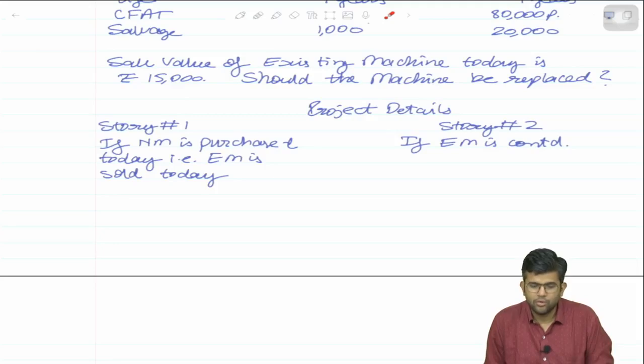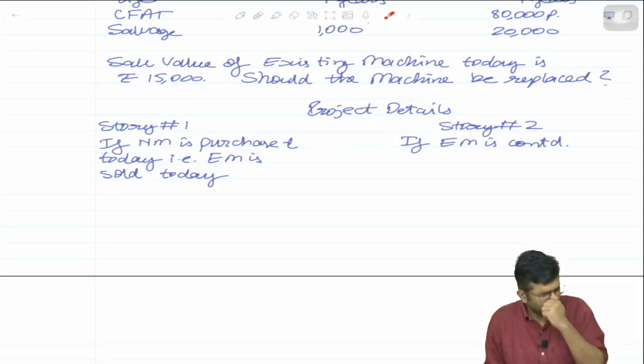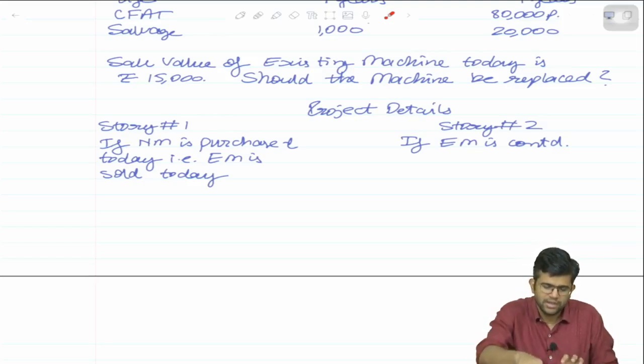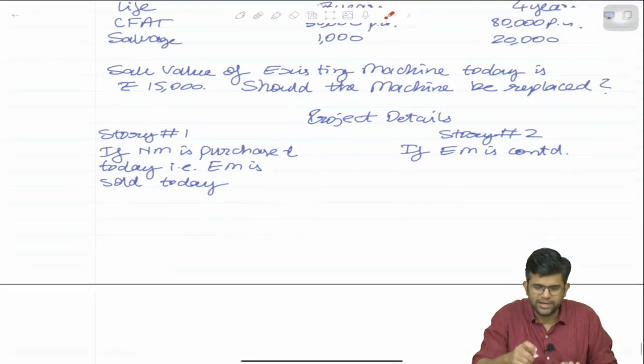Let's say story number 1's NPV is X and story number 2's NPV is Y. We will say if X minus Y is positive, incremental, if X minus Y is positive, we should replace. If X minus Y is negative, that means story 2's NPV is more, then we should continue with the old, we should not. So now I will first of all tell you what I mean by project details.